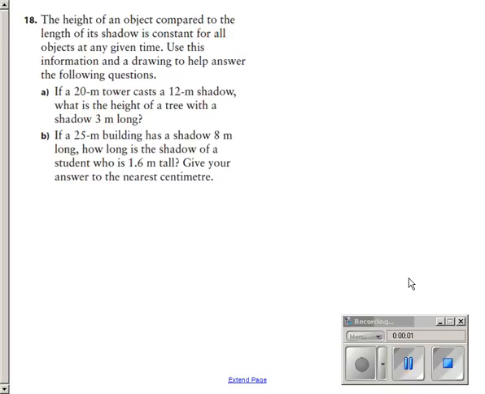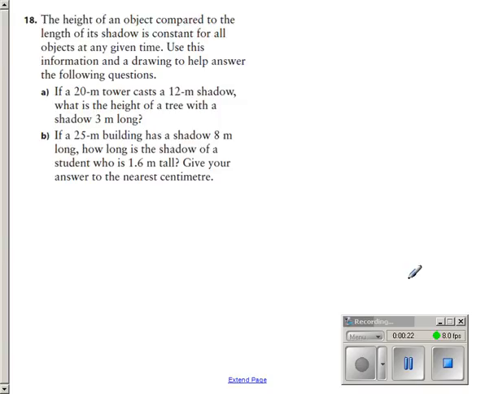This question is the coolest question ever. If we ever get a chance, if it's sunny enough and it stops raining for a couple of consecutive days, we might actually be able to go outside and do this one. But it says the height of an object compared to the length of its shadow is constant for all objects at any given time. Use this information and a drawing to help answer the following questions.